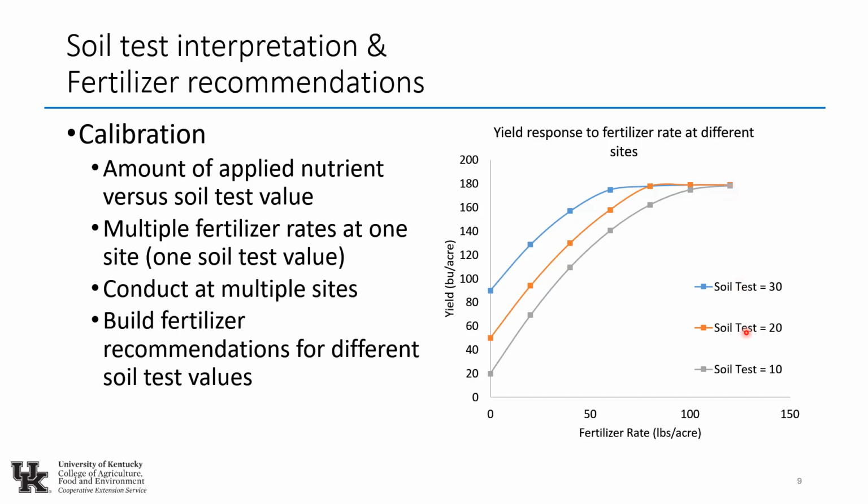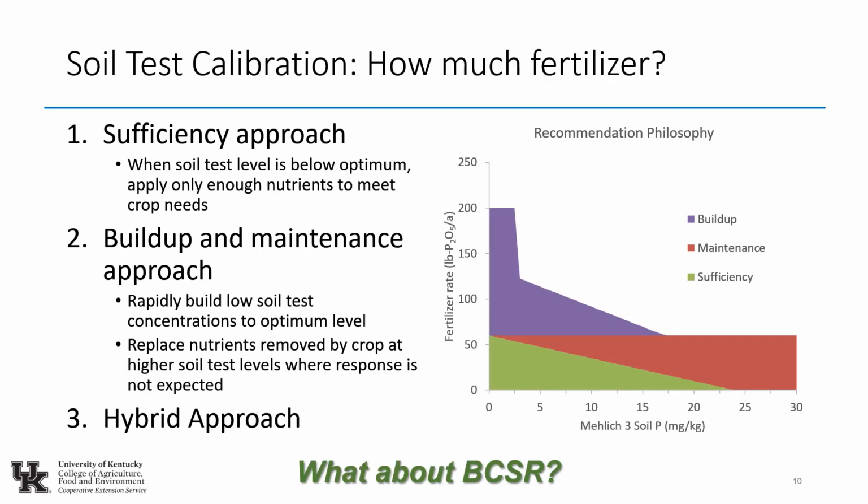So at the soil test of 10, we needed about 125, let's say. And at the soil test of 30, we only needed about 50 pounds of fertilizer to get to the maximum yield. And so we conduct this at multiple sites to get these multiple soil test values. We put in 4 or 5, maybe even 7 rates of fertilizer at each site. And this is how we build those recommendations. But it's not the last step because fertilization philosophy comes to play in taking that correlation data, that calibration data, and making that final recommendation.